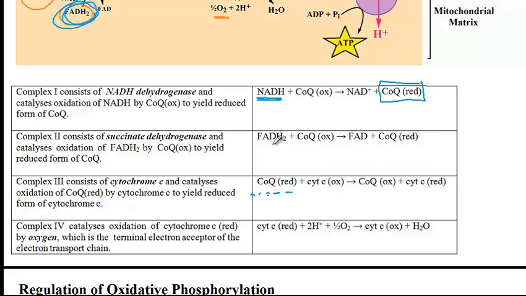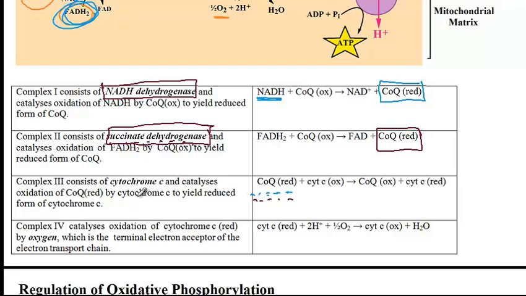Then we have FADH2, which via complex 2, which consists of succinate dehydrogenase, will catalyze oxidation of FADH2 to yield the reduced form of coenzyme Q. And then again, this reduced form will be later on used by complex 3. So just remember, complex 1 consists of the activity of NADH dehydrogenase, while complex 2 consists of the activity of succinate dehydrogenase.